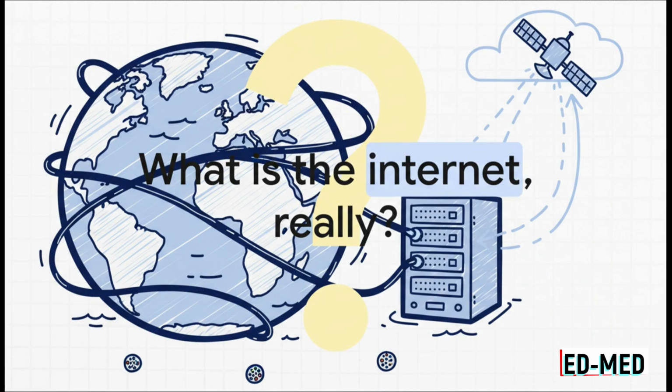I mean, we use it every single day, but what is the internet physically? We hear all about the cloud and wireless, but the surprising truth is that the internet's backbone is incredibly real. It's a massive worldwide network of actual physical cables.